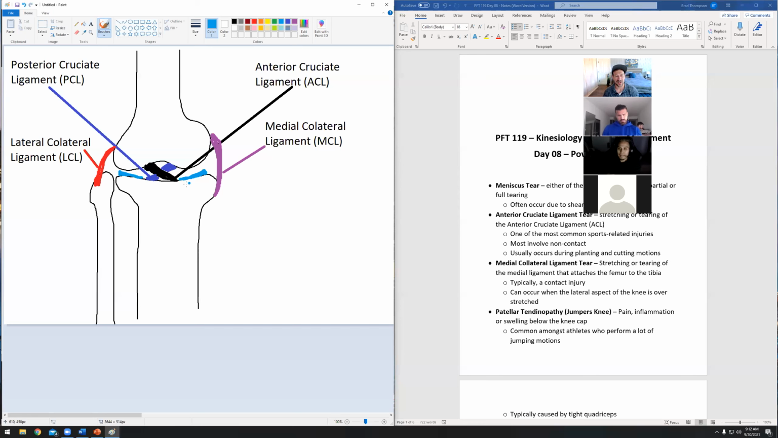So those would be both of these right here. Those are your menisci.